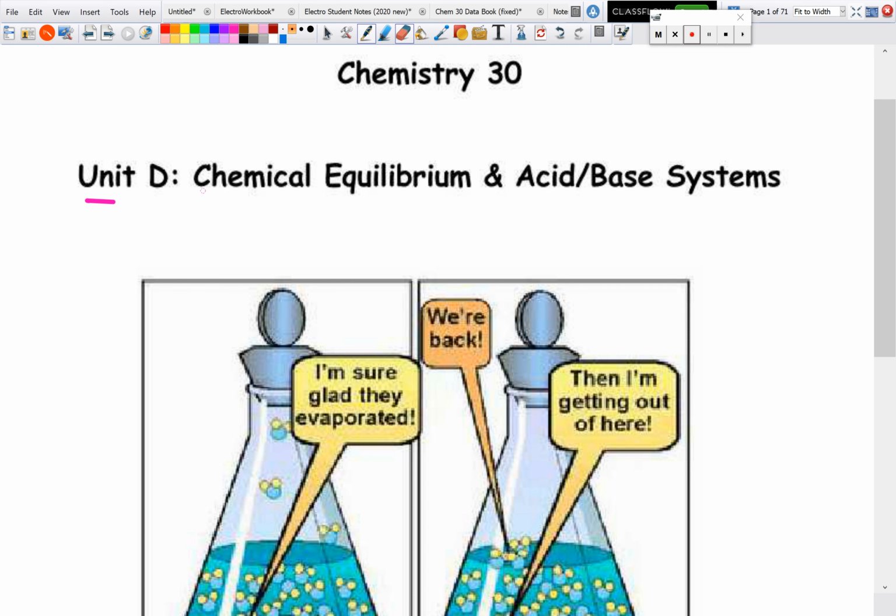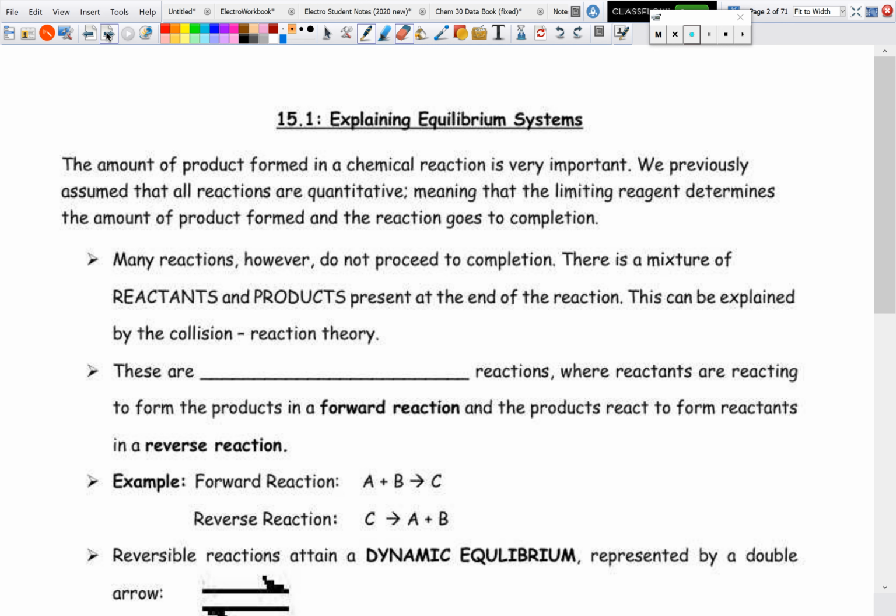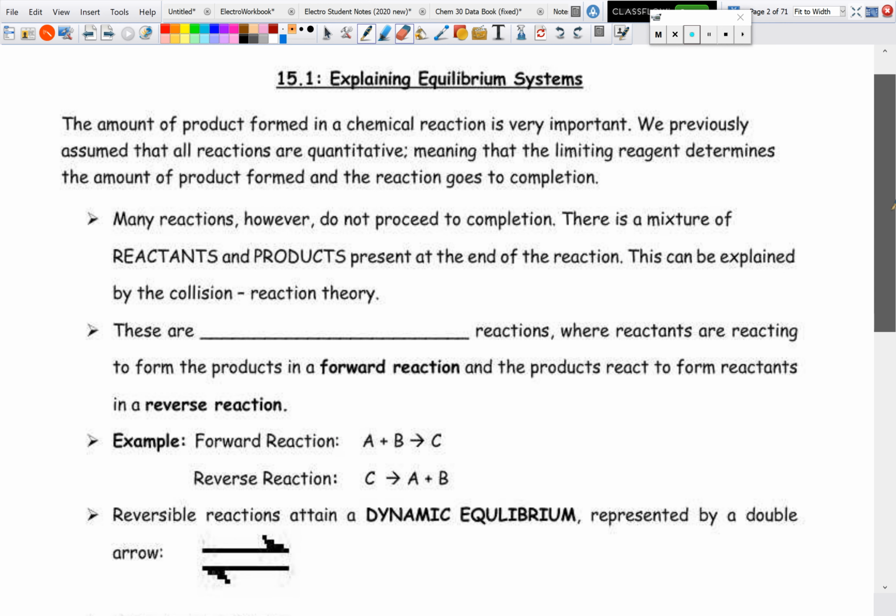So this is Unit D, or Unit 4. This is on chemical equilibrium, and then in a later part we're going to focus on acid-base systems, but also concentrating on mostly equilibrium. So of course we are going to have to go over what equilibrium is. This week is going to look at what equilibrium is. We're going to look at how to calculate concentrations at equilibrium, and even before equilibrium is established. And then we're going to look at something called Le Chatelier's principle on equilibrium.